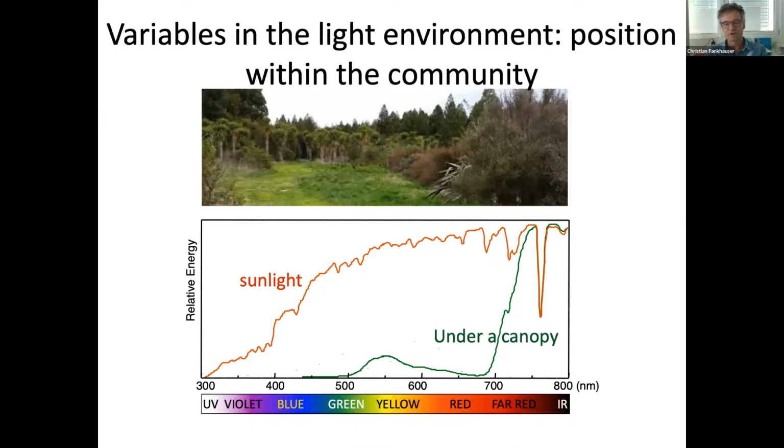And so this is a very different situation from a cloud, because a cloud might just disappear a few minutes later. But if you have a competitor growing above you, this is something which is probably going to stay. So plants actually react to this very differently. And the way they know it's not a cloud and it's a plant competitor is because this really changes the spectrum of the light environment.